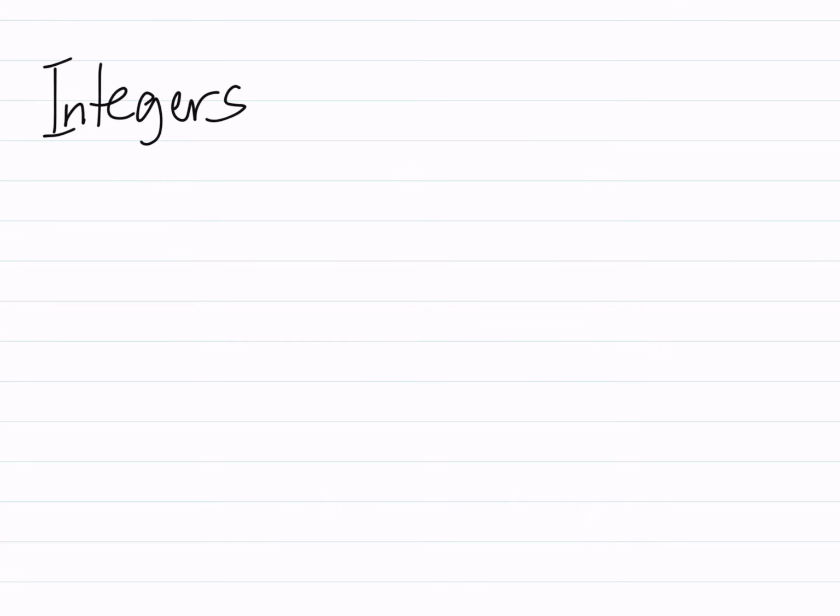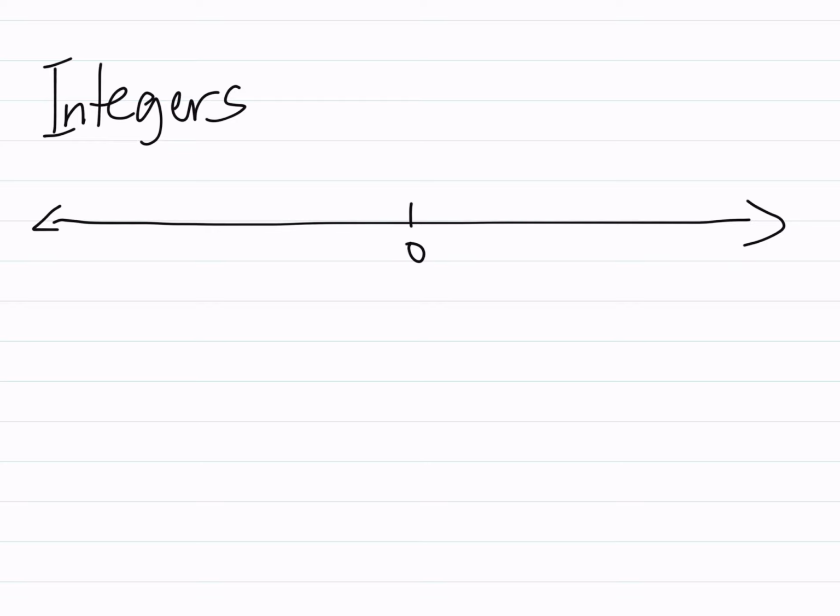So in this video, we're gonna talk about integers. So what are integers? When we say integers, it is the numbers you use to name the distances of points from the origin. And remember that our origin is 0. So let's say this is our number line, and this is our origin, which is 0.